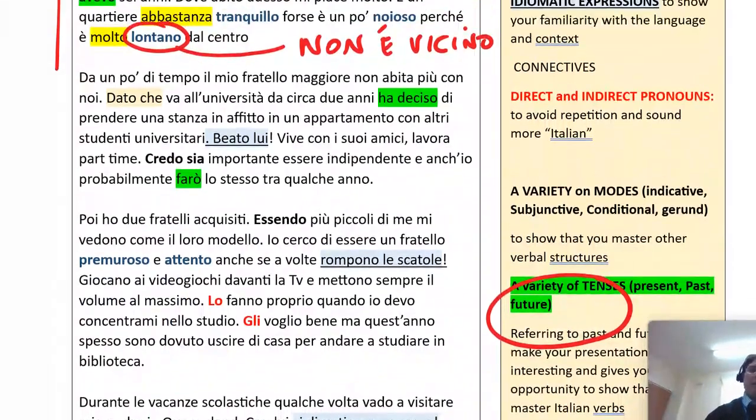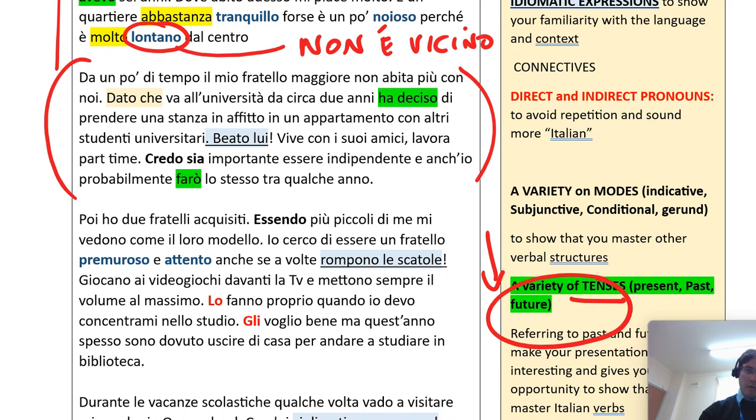Okay, the next element, a variety of tenses and moods. When we're looking at verbs, tenses show when the action is taking place: past, present, future. If you look at this paragraph here, we've got something about fratello maggiore, which is your older brother. And with your older brother, non abita più con noi. He doesn't live with us. So abita is obviously the present. Why? Because ha deciso di prendere una stanza in affitto in un appartamento con altri studenti universitari.